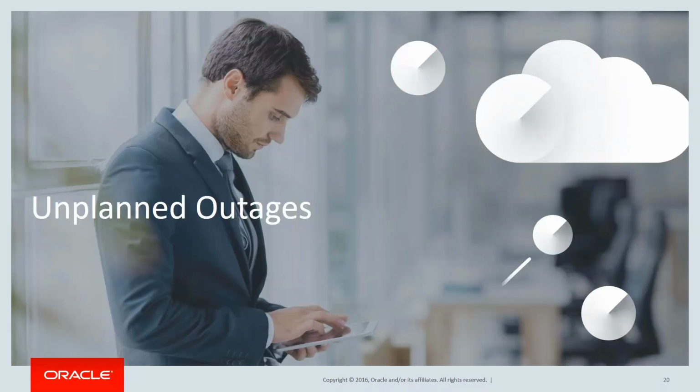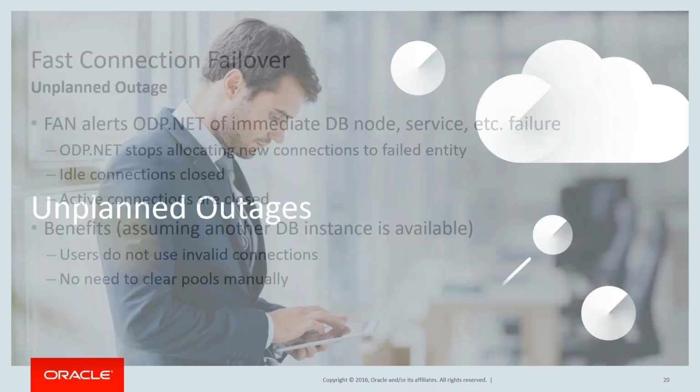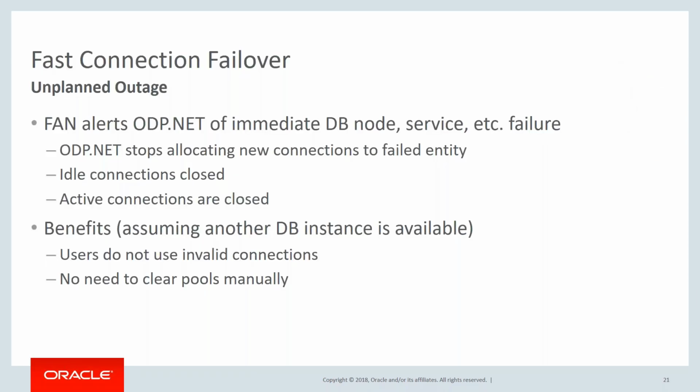So that was planned outages. Let me talk about the unplanned outage scenarios. In an unplanned outage scenario, we use fast connection failover again. And fast connection failover works just like it works in the planned outage scenarios, with one exception. Let me just go over how it works the same.